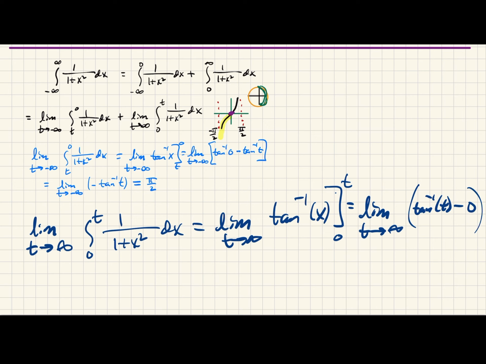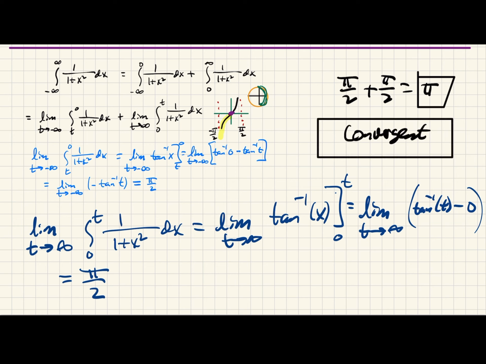Now, inverse tangent as t goes off to infinity is the same as what we had before, just the opposite end. So what's that going to be? That's still pi over 2. So these two things added together: pi over 2 plus pi over 2 is pi. So this thing is convergent. This is kind of fun, isn't it? Finding these infinite integrals. I mean, who'd have thought that was finite?